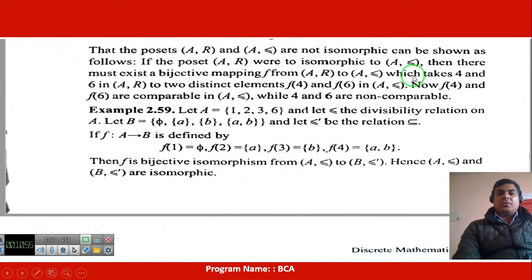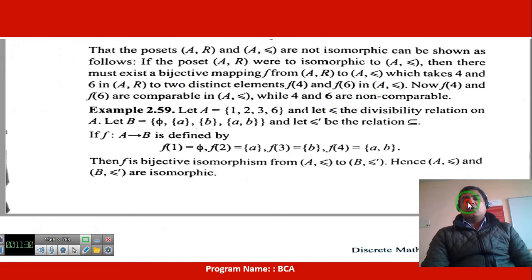According to that reason, now I will explain again. From this set to this set, it should be a bijective mapping. But bijective means each and every element should have a one-to-one mapping. Take 4 and 6 in the first set, which are two distinct elements because they are non-comparable elements, but the images f(4) and f(6) in this set are comparable. So f(4) and f(6) are comparable in this set, while 4 and 6 are non-comparable. So they are not isomorphic because they don't have any one-to-one mapping.